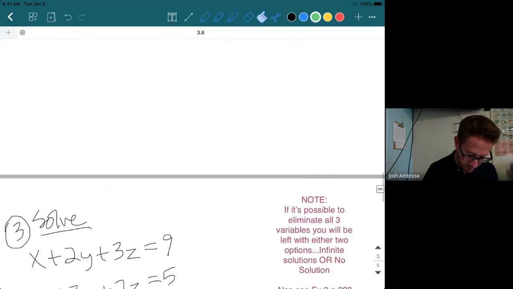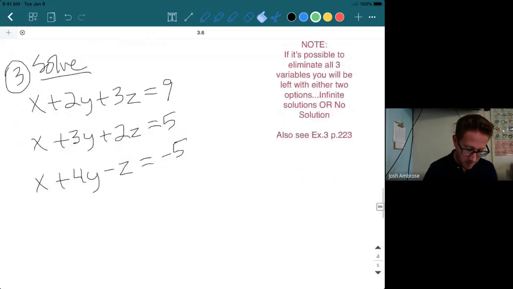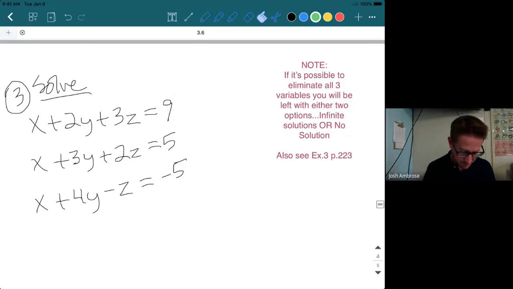All right, let's move down into now number 3. Okay, so, oh, look at that possible note right there. If it's possible to eliminate all 3 variables, we just did it. You're only going to have 2 possible answers. What might we get? Infinite, or we might get none, no solution. Okay, let's see what we get here.